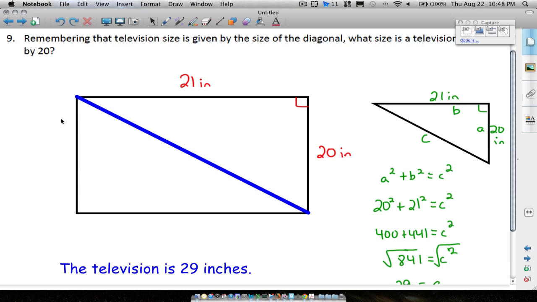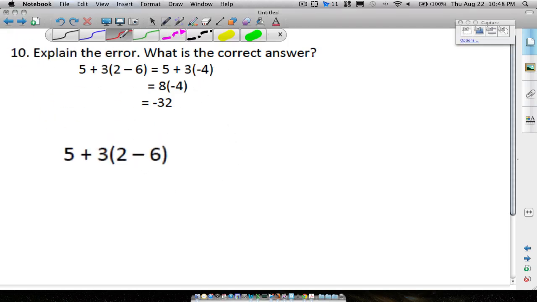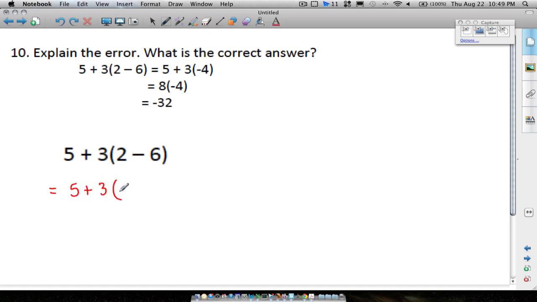Right, on to question number 10. Explain the error. What is the correct answer? Well, I would be perfectly fine if you took the problem and just worked it out, and then we can point out the error. Doing order of operations, the first thing you want to do, please excuse my dear Aunt Sally, is work inside parentheses first. So leave the 5 alone, leave the 3 alone. 2 minus 6, that's negative 4. So you've done your parentheses.